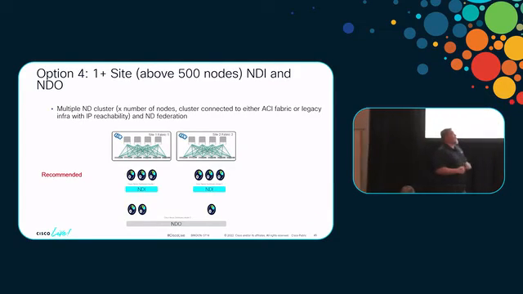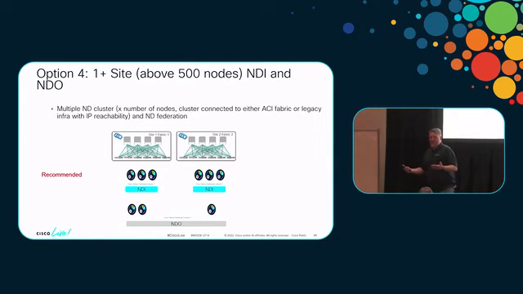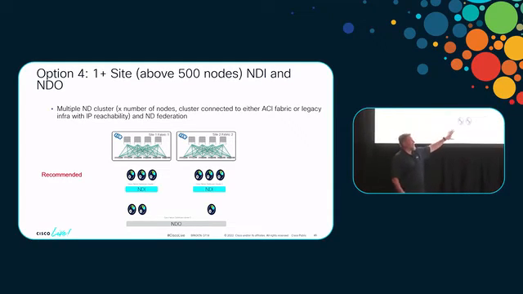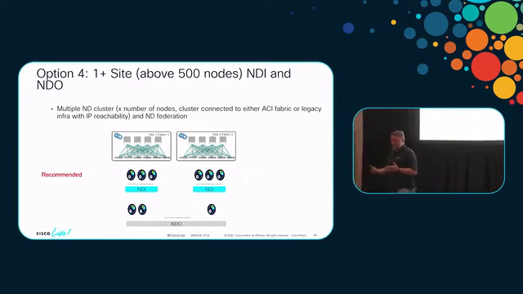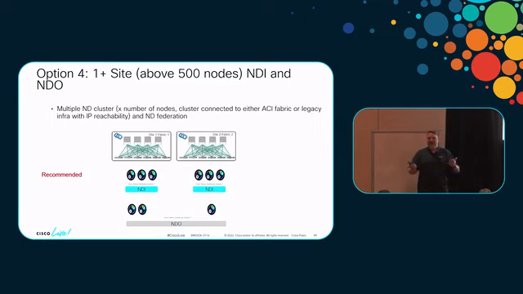If we look at two sites with more than 500 nodes, with NDI and NDO, there is no way around having a single NDI cluster per fabric, because you exceed the scale of a single node. Then you can also add the virtual Nexus dashboard cluster and make a federation between all three of them to have a single UI. Or you co-host the NDO, with all the consequences HADR-requirement-wise, on one of the ND clusters.